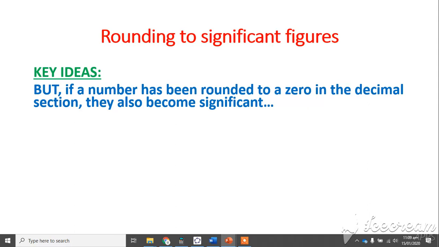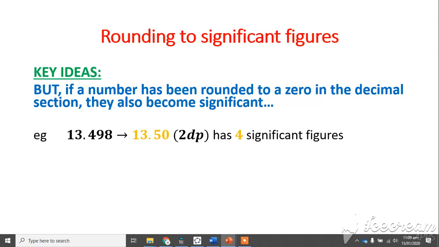But if a number has been rounded to a 0 in the decimal section, they also become significant. So if I took the number 13.498 and chose to round it to 13.50 with 2 decimal places, this 0 at the end is significant because I've had to round it and therefore it suddenly becomes significant. And so this has got 4 significant figures.